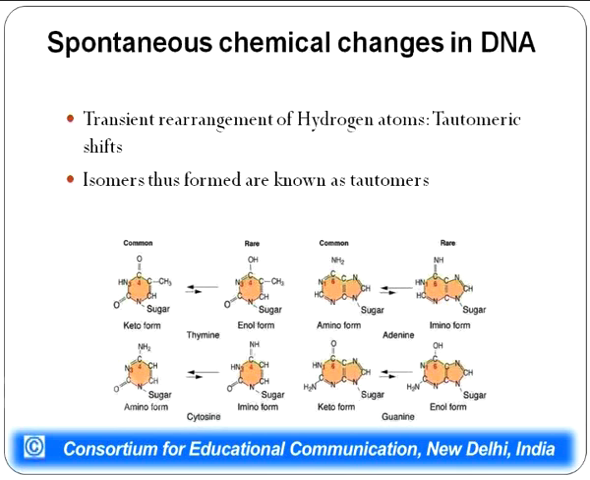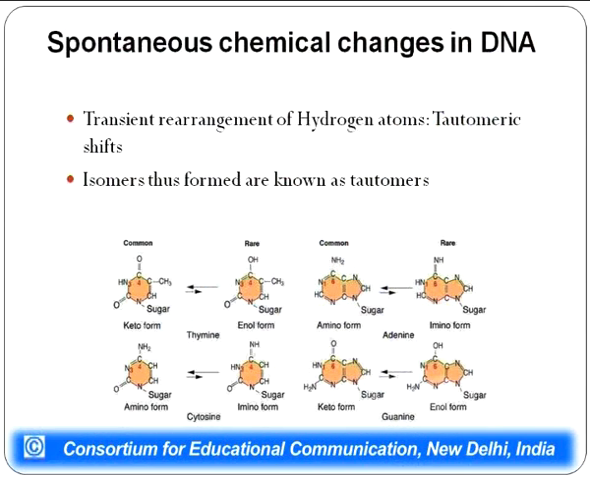Now the spontaneous chemical changes in DNA occur because of the chemical structure of the bases, and this occurs because of the shifting of a hydrogen atom in the bases, and this leads to formation of tautomers. These tautomeric shifts lead to formation of tautomeric bases which do not have the base pairing ability like the normal bases. Like there could be keto form or enol form for thymine and keto form and enol form for guanine, in which case the keto forms are the normal forms and enol forms are the aberrant or tautomeric forms. If the tautomeric forms are present, then they will not base pair with the normal bases.